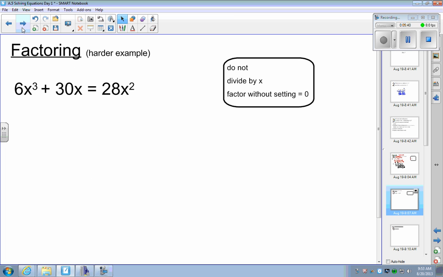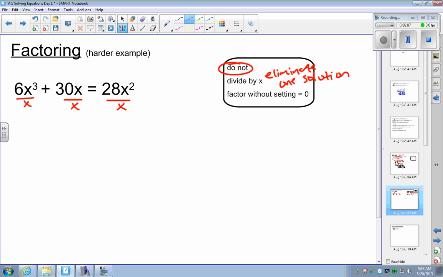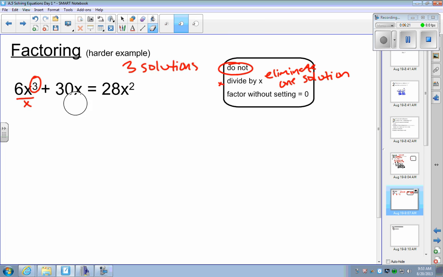Here's a harder example for factoring. Now, if you see this, over here in the box, there's a few key do not do. It's really tempting to divide everything by an x. Okay, but if you do that, you eliminate a solution. And that's a problem, because this is x cubed, so we need 3 solutions. If you divide by x, you just got rid of one, and you're not going to have one anymore. So don't do that. Also, do not factor without setting equal to 0.